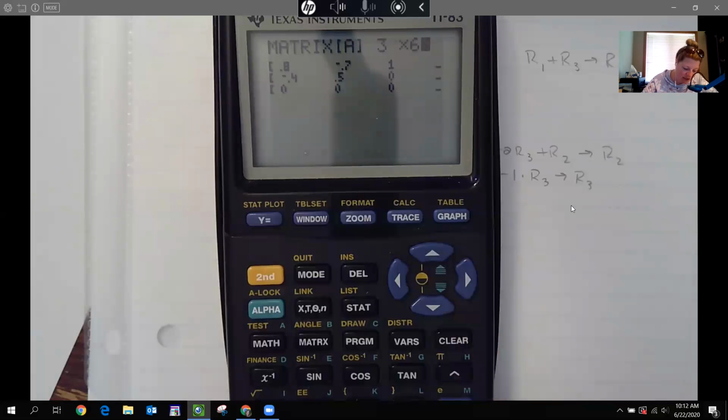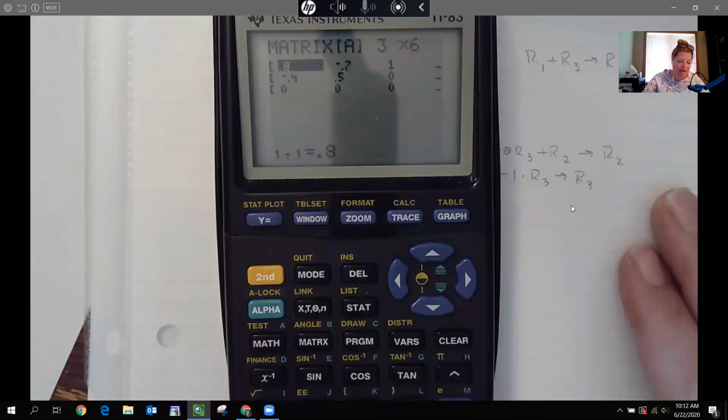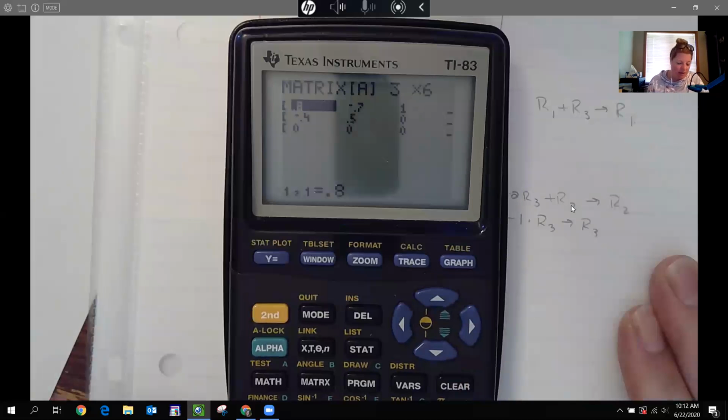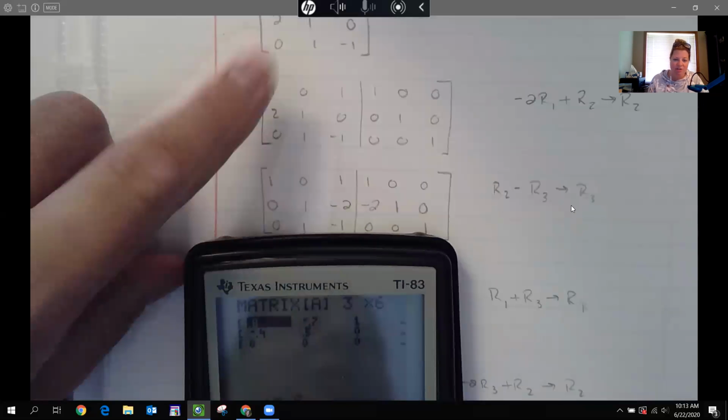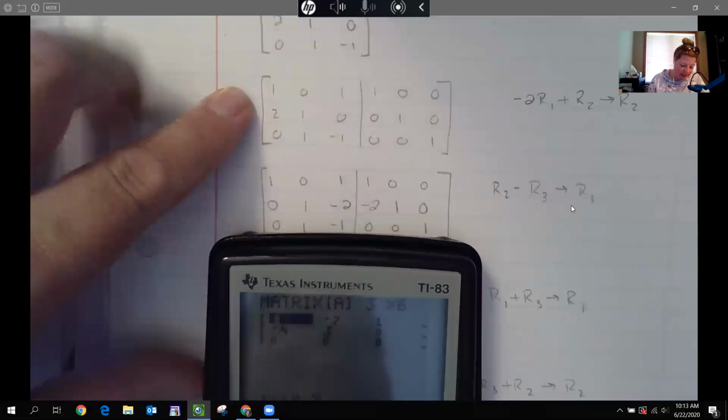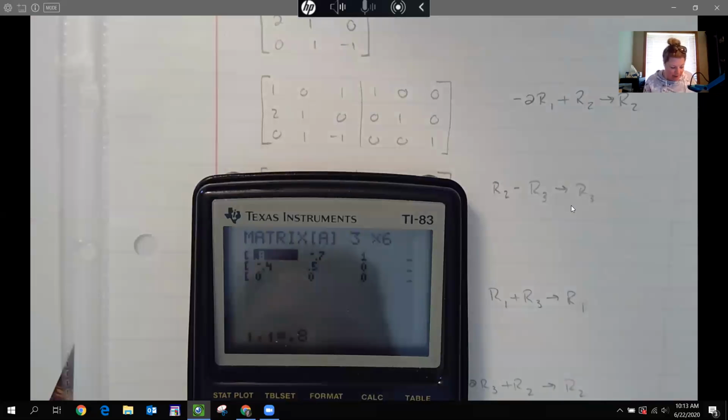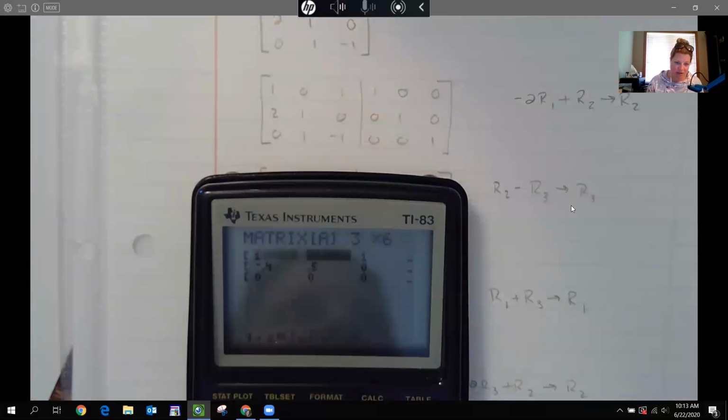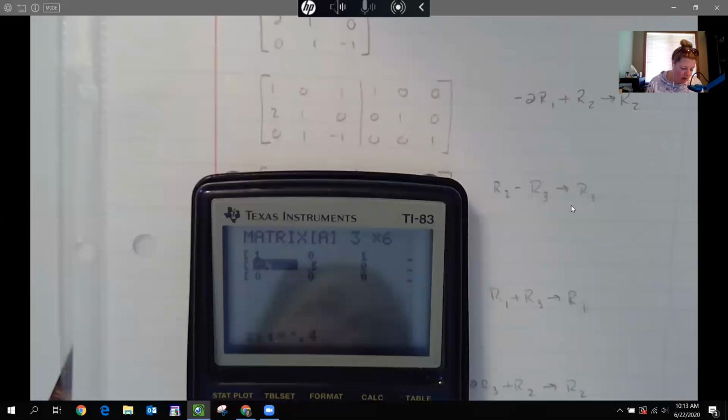Okay, enter. And what I'm going to do is put in my original setup. That is going to be original times your identity. So this top row is going to go 1, enter, 0, enter, 1, enter, 1, 0, 0. The next row needs to go 2, 1, 0, 0, 1, 0. The bottom row needs to go 0, 1.